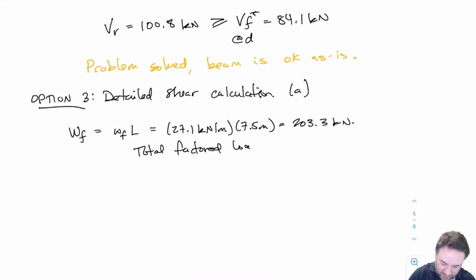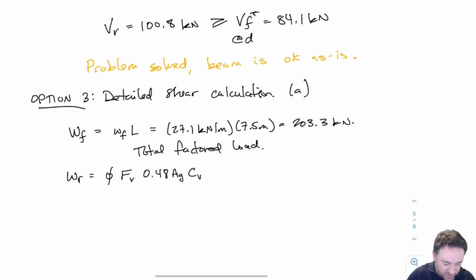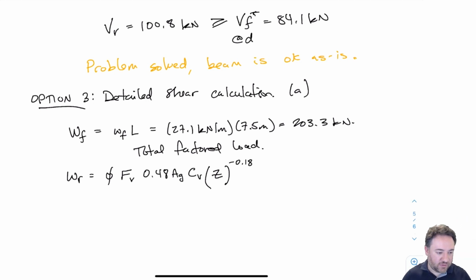This is all the load that is on my beam. Okay, so now remember what the WR calculation looks like. It is like this. We have my phi, FV. FV is the same, 0.48 times AG times CV, which is our shear load coefficient, times Z, which is our volume to the power of negative 0.18. And our volume has to be in terms of meters cubed. And we already calculated what that was, and it was 0.6 meters cubed.